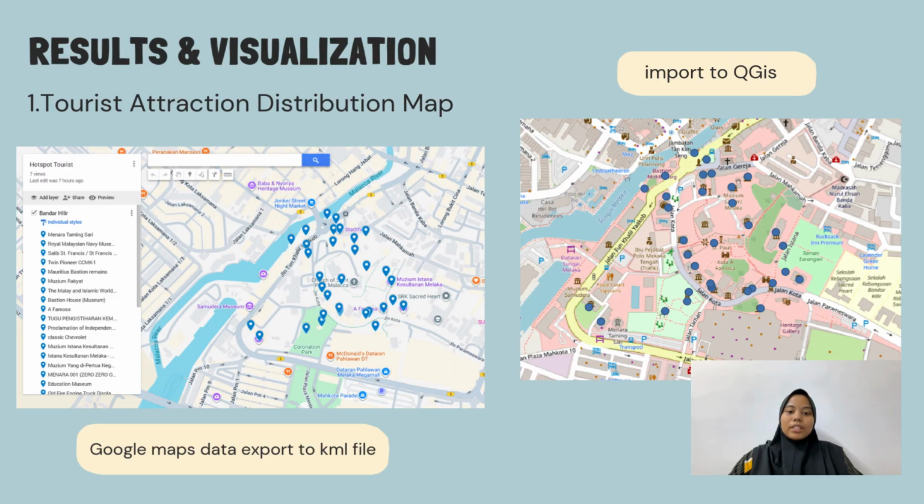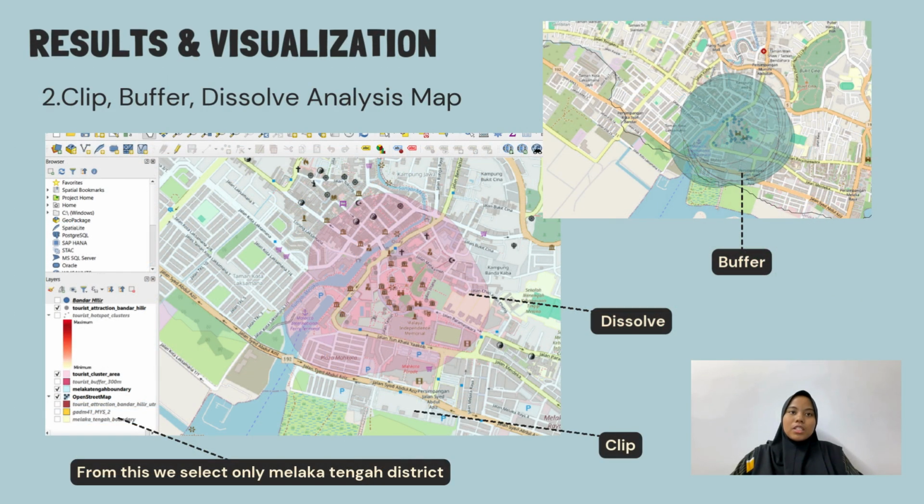So by converting the data into shapefile format, we are able to perform spatial analysis within the Bandar Hilir study area, such as buffering, dissolve, and clip, and also hotspot analysis. Next, this picture shows the clip, buffer, and dissolve analysis of the tourist attractions in Bandar Hilir, Melaka.